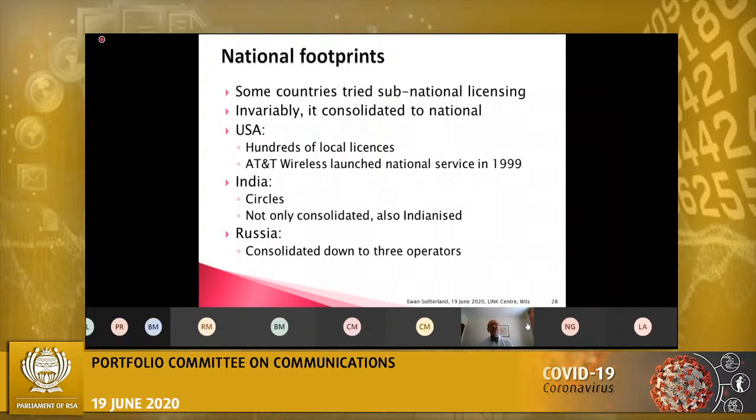So there's a real challenge here of saying, if people start saying to you, could we not issue local licenses for mobile services? The global evidence is that for a variety of complicated reasons, that doesn't work. It tends to consolidate back to national levels where you get the economies of scale.